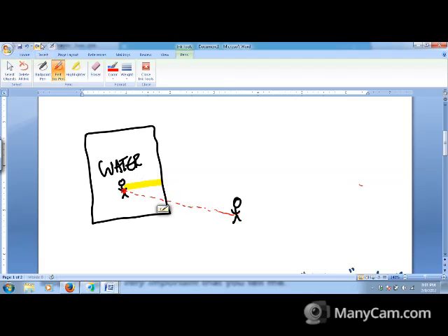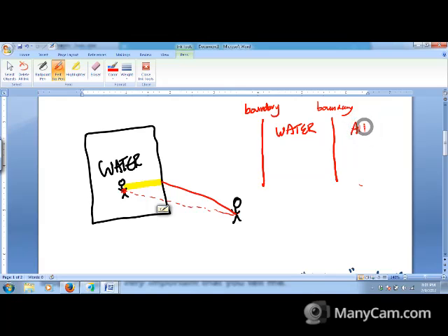All right, so let me illustrate what's happening with a little boundary switch. Let's call this a boundary, and this another boundary. All right, so I am in water, and I'm going to air or ground or just a faster medium. Have my normal.